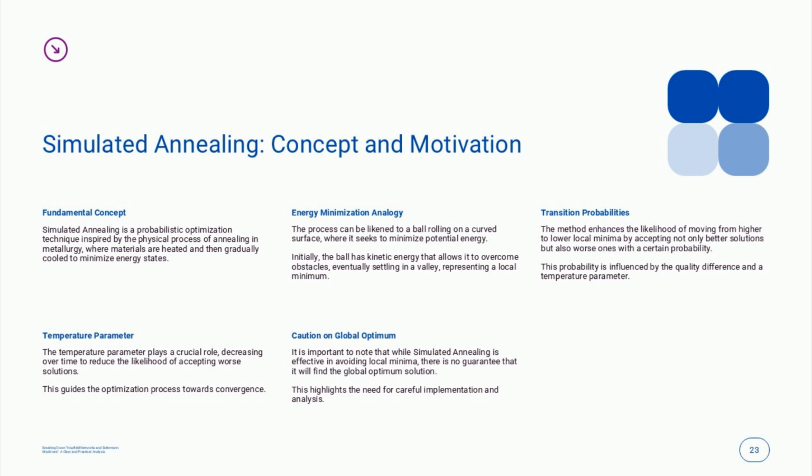This is why the cooling schedule or temperature parameter is so critical in simulated annealing. Here's where it gets even more clever. The method allows the ball to occasionally roll uphill, accepting worse solutions temporarily. Why? Because it prevents the system from getting stuck in those pesky local minima. This is controlled by something called a probability parameter, which decides whether the system should take the risk of exploring a worse option in hopes of finding a better one later.